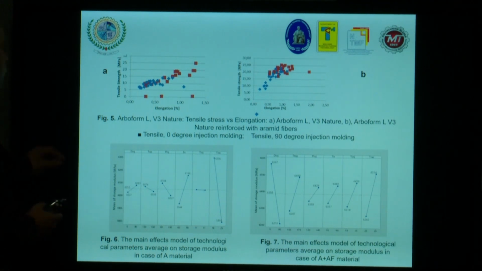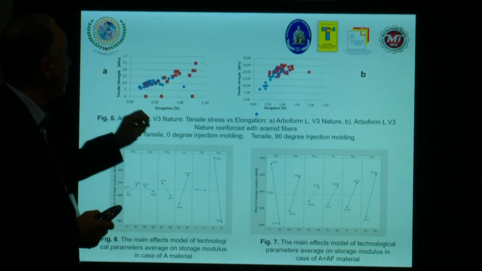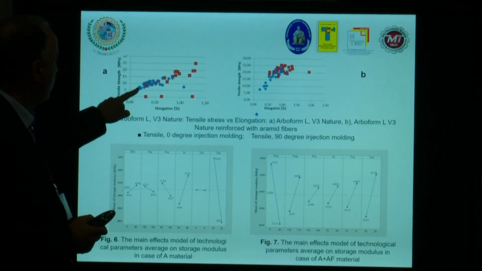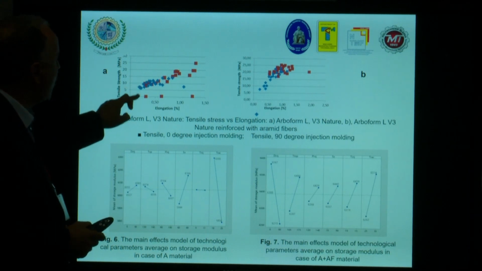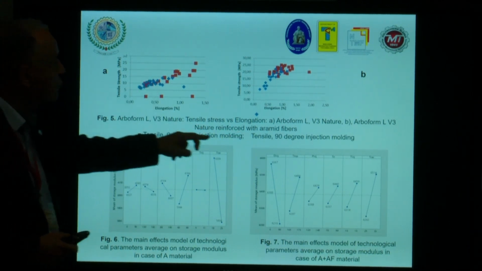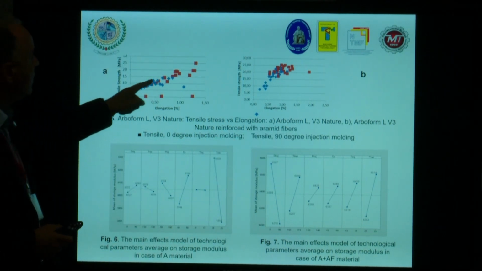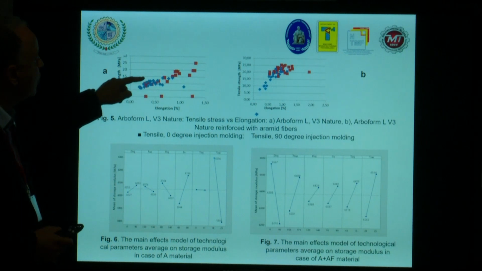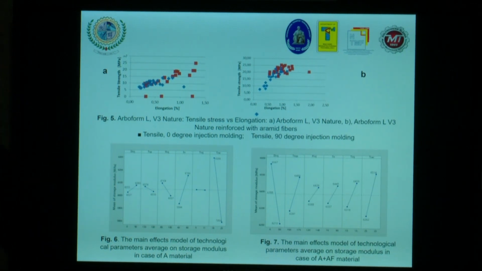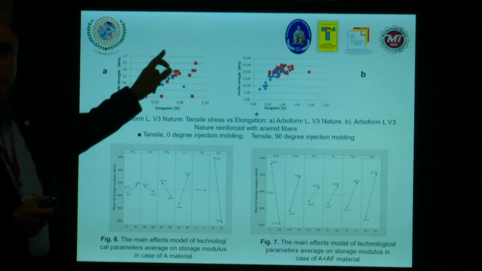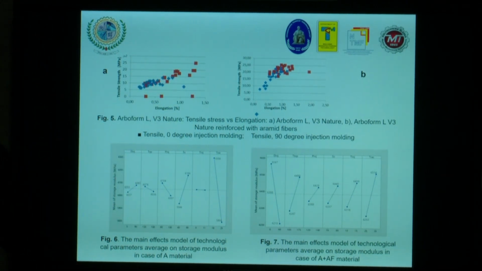Concerning the Arboform material, you can also see the tensile stress versus elongation. The blue one, oh, here it's black, sorry, the blue one is 0 degree injection molding, and the red one is 90 degree injection molding. You can see the results in the case of 0 degree injection molding, I mean the agglomeration of the values. This is okay, because the deviations are also smaller. In the other case, 90 degree injection molding, you can see the values. So this is not a suitable injection molding direction that we can choose in order to obtain better properties.